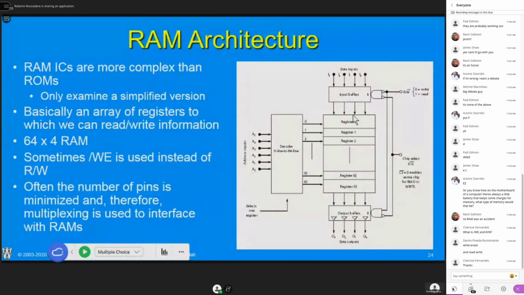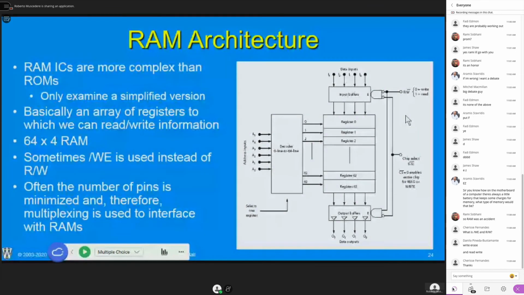Someone asked, what is WE and RW? WE is usually write enable, RW is read write. So this dictates the mode of the system. Now again, this is just a functional diagram using basic gates here. We can see this is an AND gate with inverted inputs, right? It's just to show the way it works.